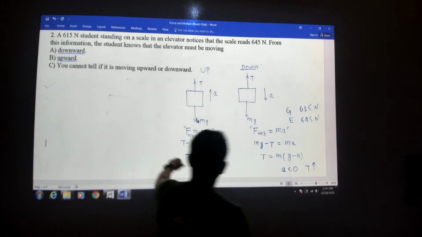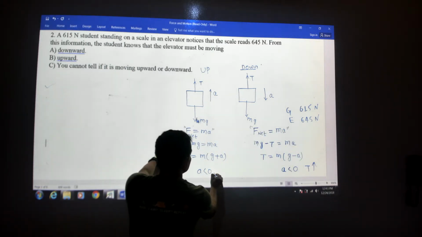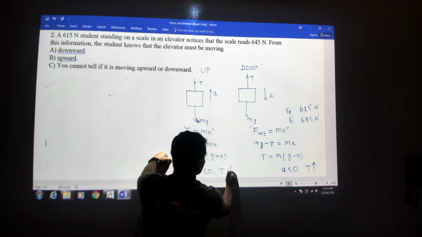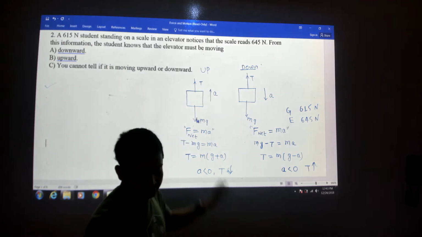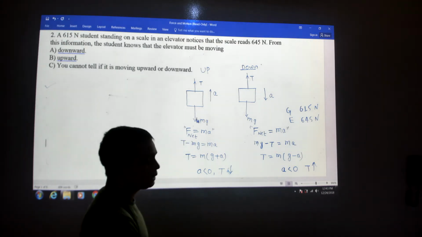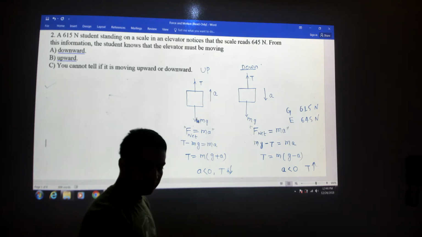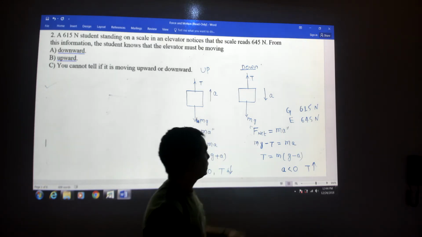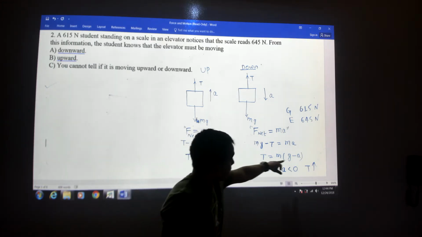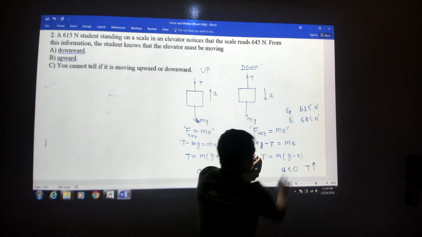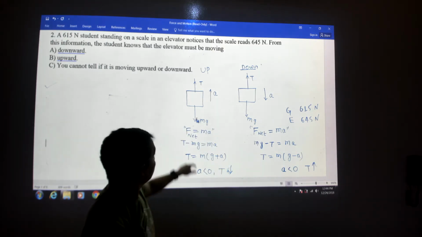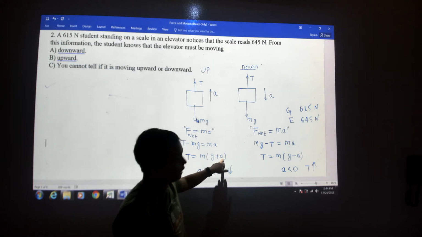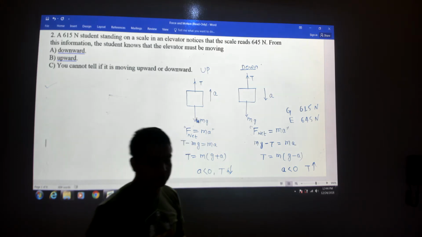And here, if the acceleration is again negative, then T may go down. So just from this information, it is hard to tell. You cannot tell whether it is going up or down. Even if it is going down, if the acceleration is negative, then the tension may go up. While it is going up, if this is positive, of course the tension will go up. But if this is negative, then it may go down. So you cannot tell.